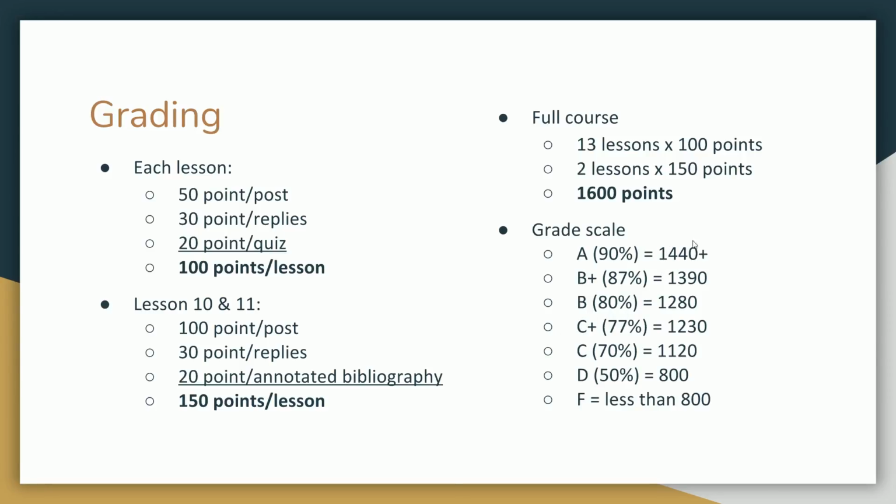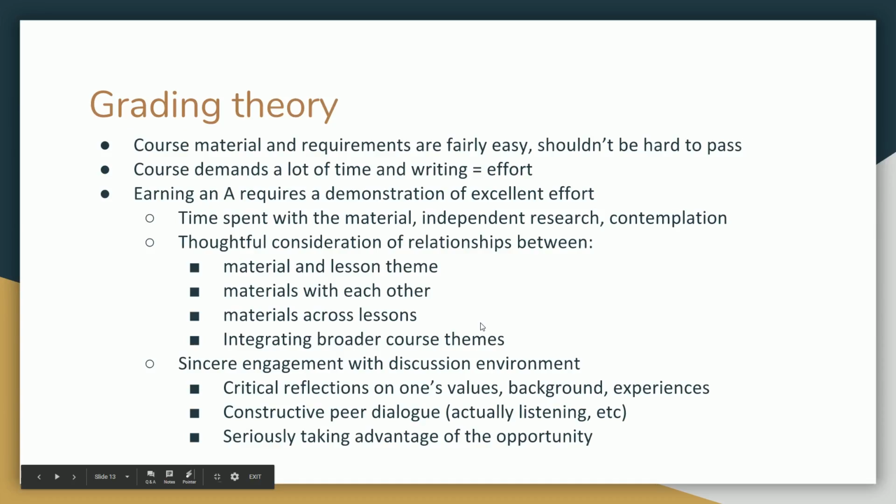So if you know you're going to be over 1,440 points, then you know you got an A. That kind of thing. Right? Don't look for 90% on the Moodle grade sheet. You need to be using this grade scale. Okay. Now let me say just a couple of things about my grading policy.